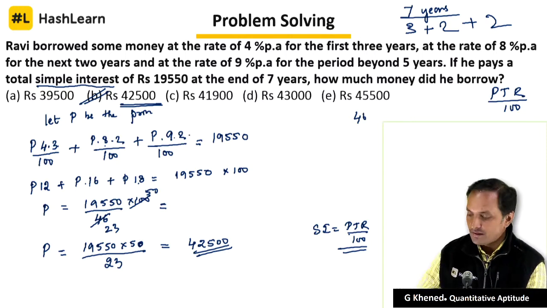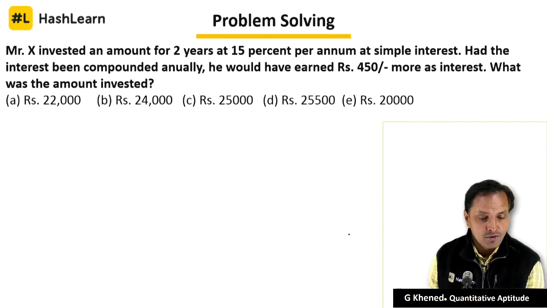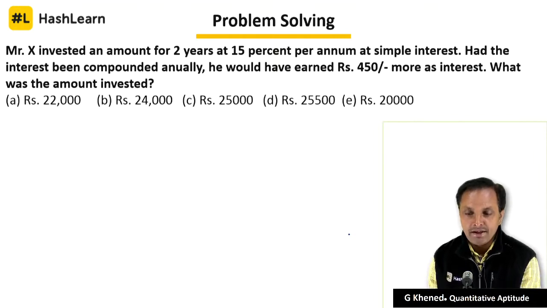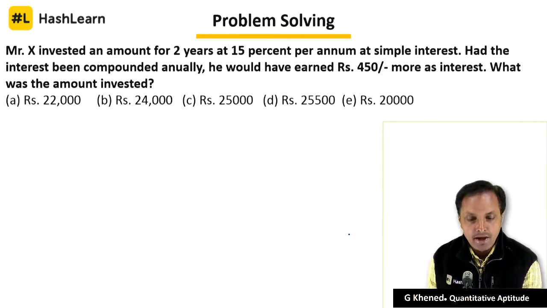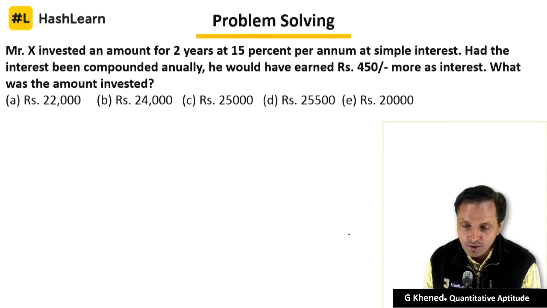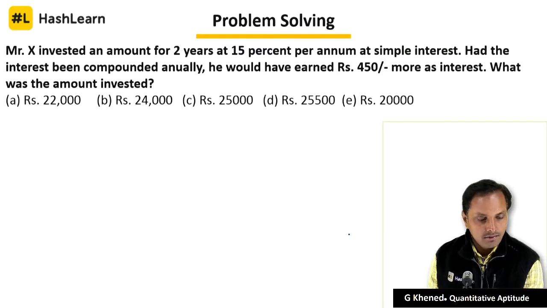Fine, let's go to the next example. Mr. X invested an amount for 2 years at a rate of 15% per annum, which is simple interest. Had the interest been compounded annually, he would have earned 450 more as interest. What was the amount invested?